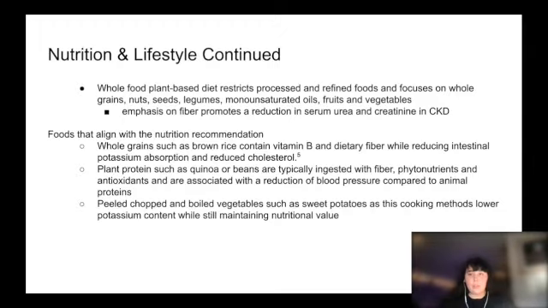The whole food plant-based diet restricts processed and refined foods and focuses on whole grains, nuts, seeds, legumes, monounsaturated oils, fruits, and vegetables. It emphasizes fiber, which promotes a reduction in serum urea and creatinine in CKD patients. Now, foods that align with the nutrition recommendation include brown rice, which is a whole grain that contains vitamin B and dietary fiber, while reducing intestinal potassium absorption and reducing cholesterol.